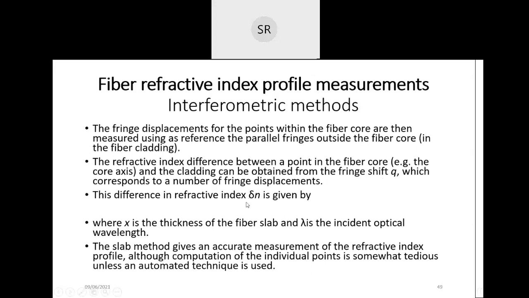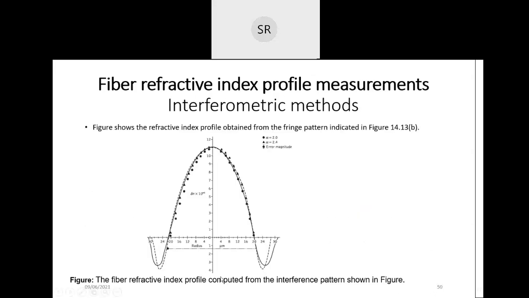we will obtain the difference in the refractive index, delta n, and delta n is equal to q times lambda divided by x. q is your fringe shift, lambda is the incident optical wavelength, and x is the thickness of the fiber slab. So delta n is equal to q lambda by x. So we'll get the difference in the refractive index, and we can find out that difference in the refractive index profile using the interference pattern.